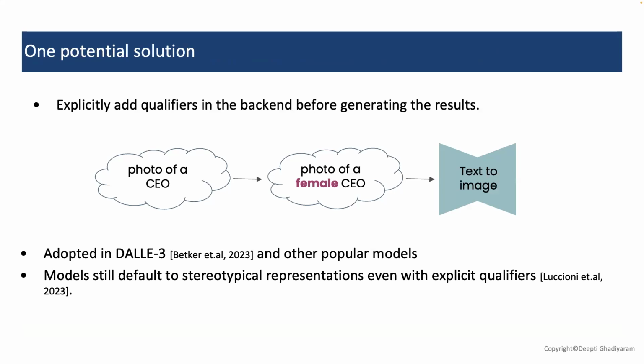One solution that seems to be widely adopted in the field is to explicitly add specific qualifiers in the backend, right before the generations are done, enhancing a user's prompt in the hope that the model will generate more diverse outputs. It's documented that this was done in DALL-E 3 and several other works. However, we've seen this earlier when we were talking about CLIP score: just having a particular qualifier in the prompt doesn't ensure that the generation would have that particular attribute in it. And that's exactly what was studied by Sasha and other researchers at Hugging Face.